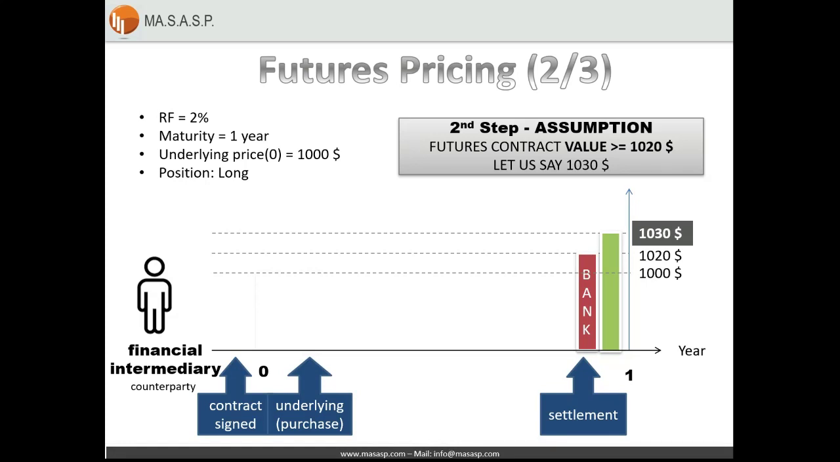This course of action gives the counterparty a free meal of $10. It is as if he had invented a money machine. That, of course, is not possible. Hence, the futures contract price assumption has to be revised again.